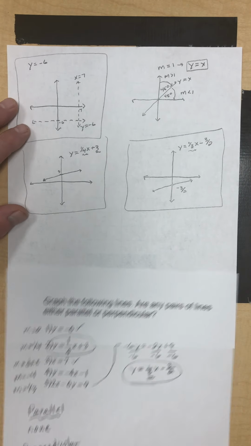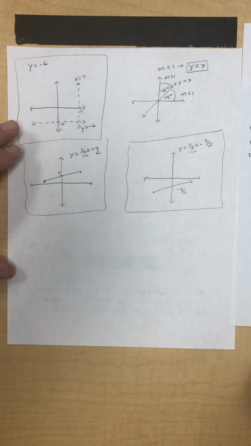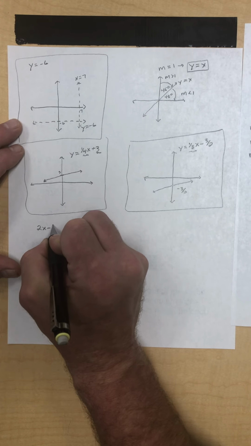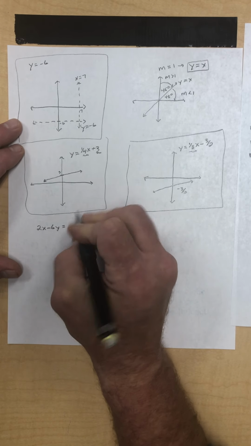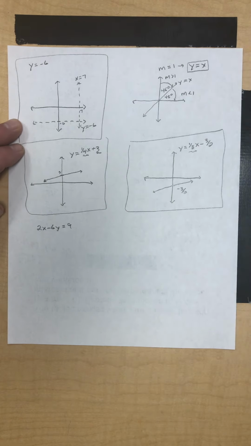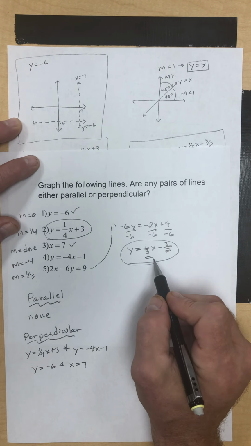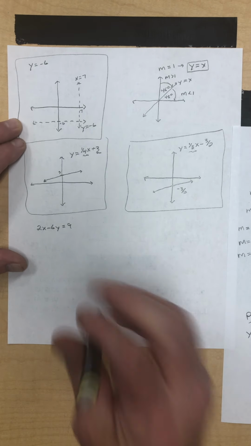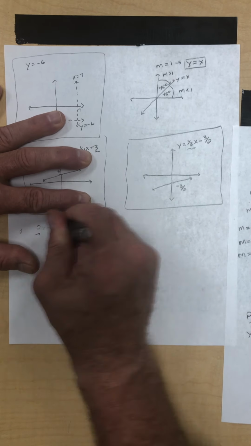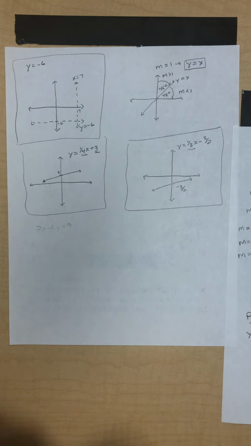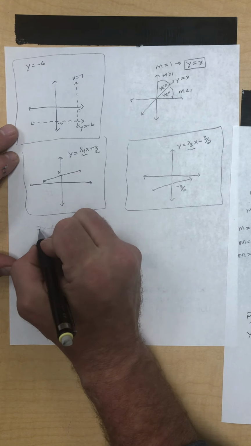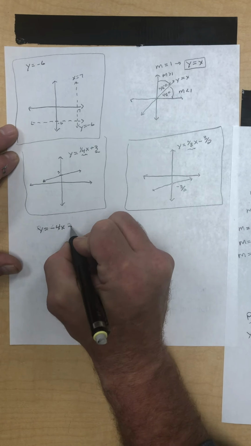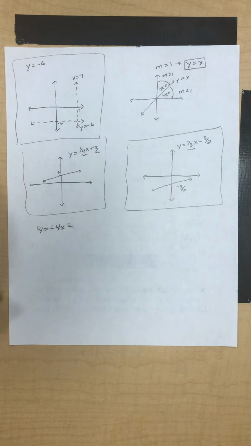That's okay though. Then last thing, I've got to do that bottom one, and we have 2x minus 6y equals 9. Now, we put that in slope intercept. Oh, wait a minute. We already did that guy. No, I'm doing the negative 4x minus 1. Forget this guy. So we have y equals negative 4x minus 1. Got to do that guy.